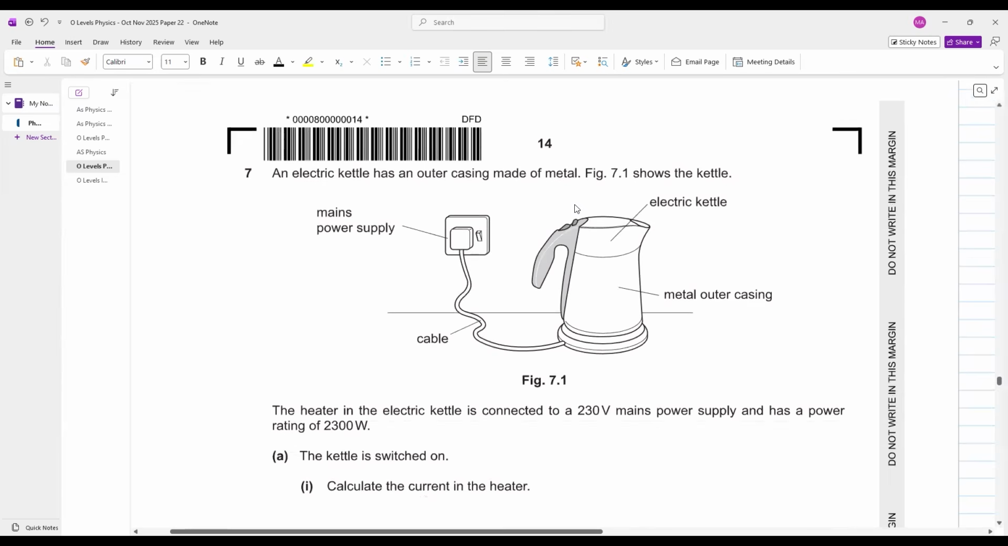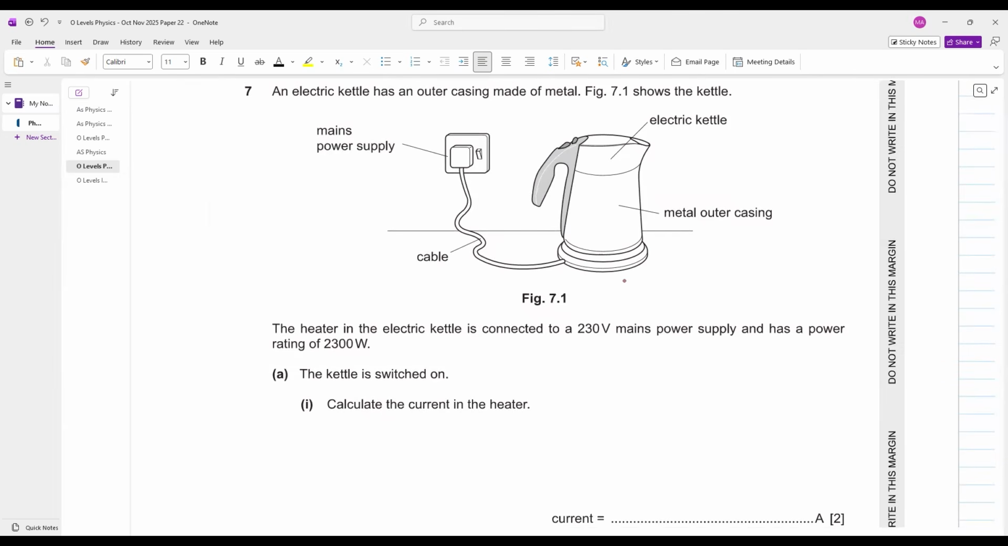सिंपल. An electric kettle has an outer casing of metal. ठीक है भाई, ये इलेक्ट्रिक केटल की आउटर केसिंग जो है मेटल की बनी हुई है. Figure 7.1 shows the kettle. ओके, दिस इज अ केटल. परफेक्ट. The heater in the kettle is connected to a 340 mains power supply and has a power rating of this. This is your power, this is your voltage.